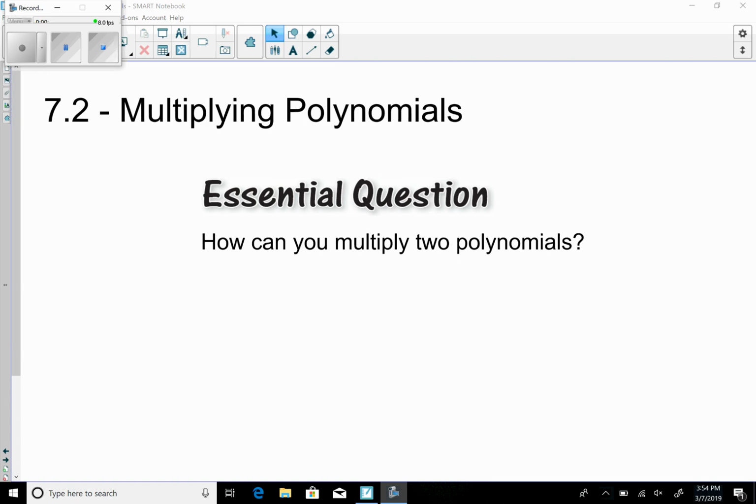So today we are working on multiplying polynomials. Our essential question is, how can you multiply two polynomials? We don't have any big vocab words for today, so it's mainly just trying to answer the question, how do we multiply two polynomials? I'm going to give you a couple of different strategies today to help you do that. So if you like one method over the other, great. Pick that method and go with it.